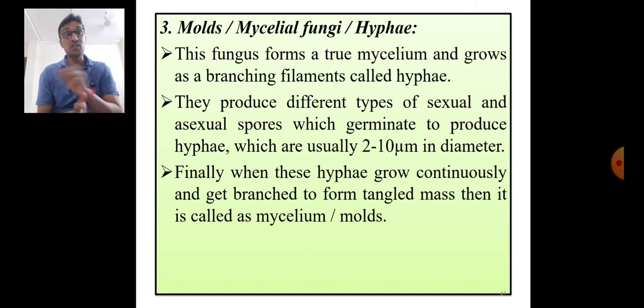Now this spore which was generated by the mold undergoes the process of germination to produce the hyphae, to produce the branching filament. It produces the branching filament, which is called the hyphae, and which are usually 2 to 10 micrometers in diameter. Their size is 2 to 10 micrometers in diameter. Finally, when the spore has germinated and hyphae are formed, when these hyphae grow continuously and branch to form a tangled mass, then it is called the mycelium, then it is called the mold, or then it is called the hyphae.